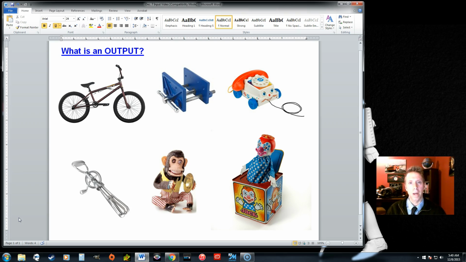So the proper answer for what is the output on a bicycle is definitely 100% the rear wheel. Again, flip that bicycle upside down, pedal, and that rear wheel is spinning. That must mean that we put energy into the input, the pedals, and then the energy comes out at that rear wheel. So that's why that rear wheel is the output.